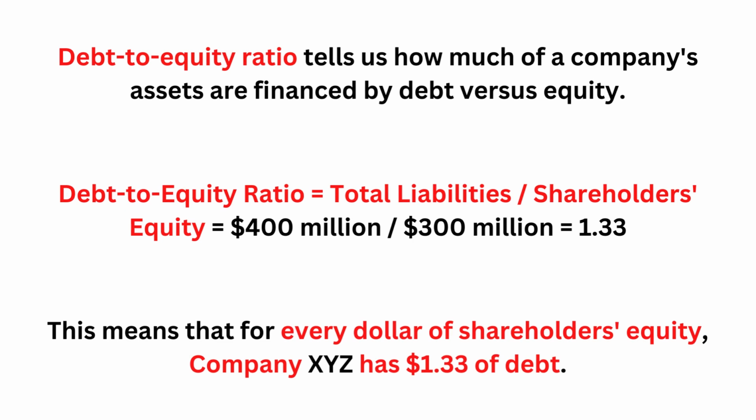Debt-to-equity ratio tells us how much of a company's assets are financed by debt versus equity. In the case of company XYZ, the debt-to-equity ratio is calculated as follows. This means that for every dollar of shareholders' equity, company XYZ has $1.33 of debt.